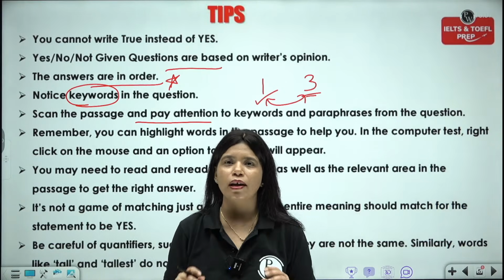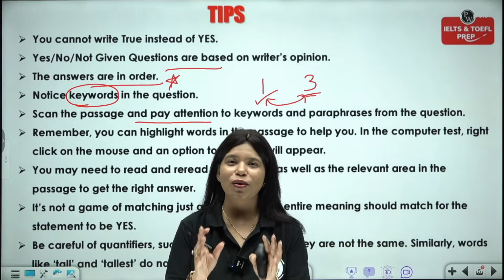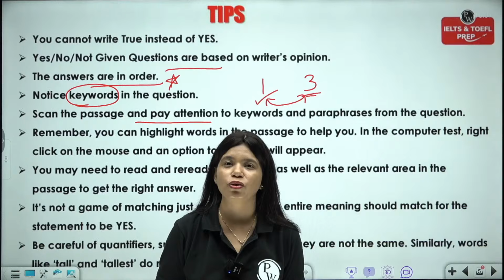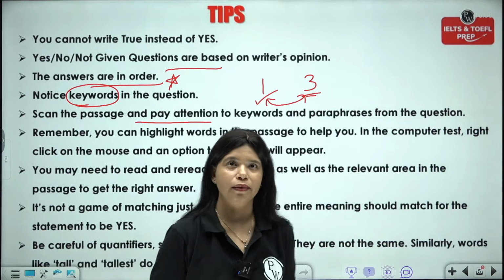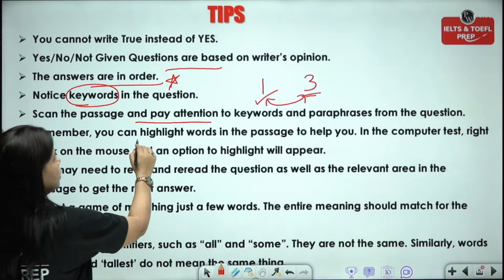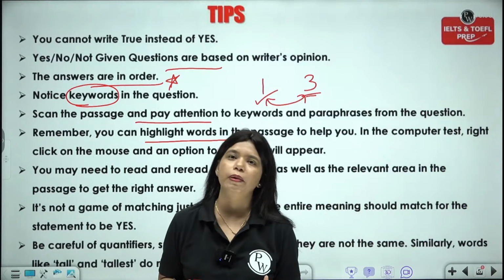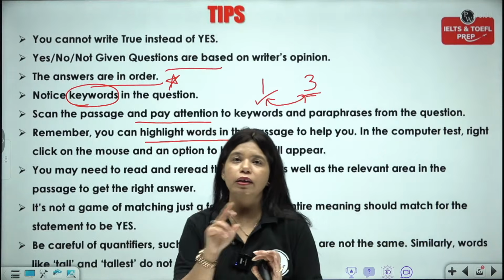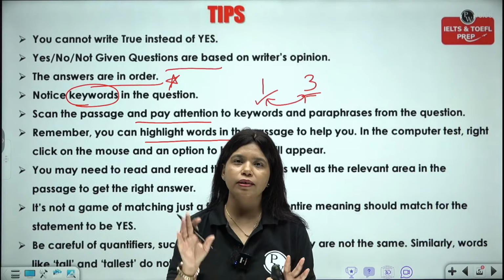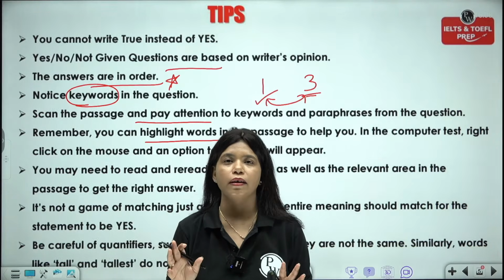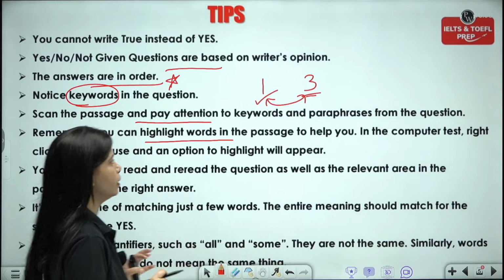But yes, if you are an IELTS aspirant, I'm sure you know that while you are scanning, you may not get the same keywords because the language is usually paraphrased. So keep your eyes open for the synonyms of the keywords that you have picked. Remember, you can highlight words in the passage to help you. And if you are going to take computer-based IELTS, there also you can highlight the keywords on screen. All you have to do is select that word and right-click. Once you do right-click, you will get the option to highlight. So utilize that option.